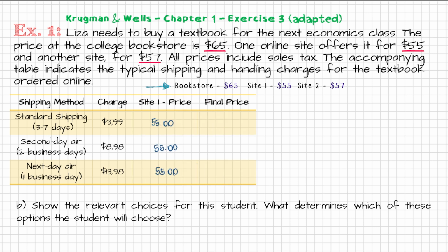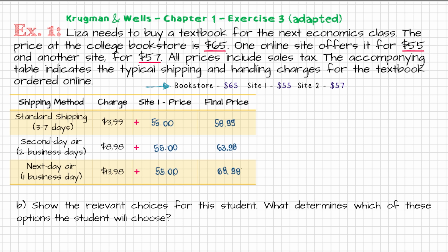So the final price at Site 1 is $3.99 plus $55, a total of $58.99 for standard shipping. $8.98 plus $55, a total of $63.98 for second-day air shipping, and $13.98 plus $55, a total of $68.98 for next-day air shipping.